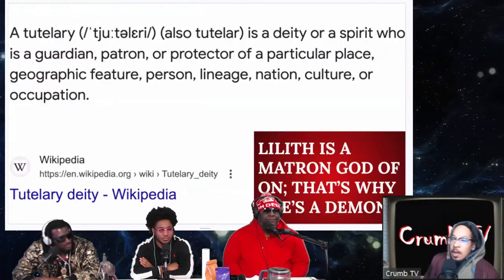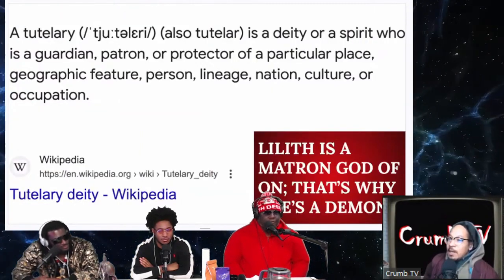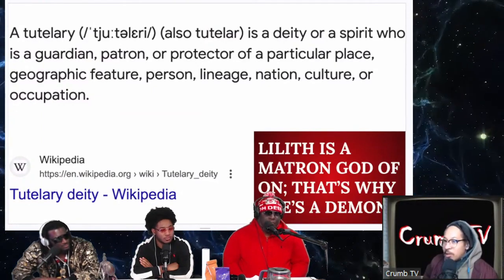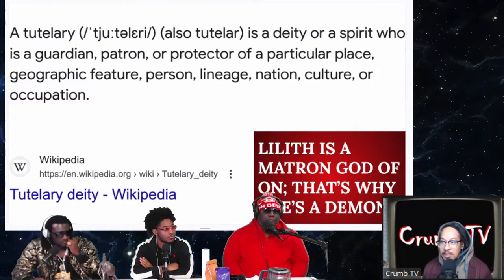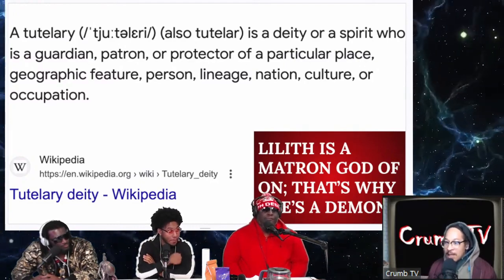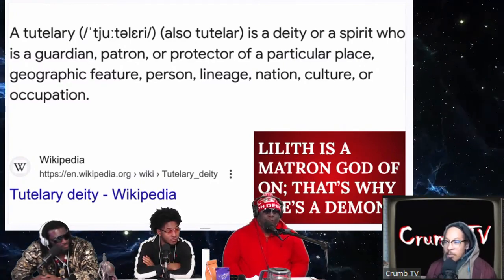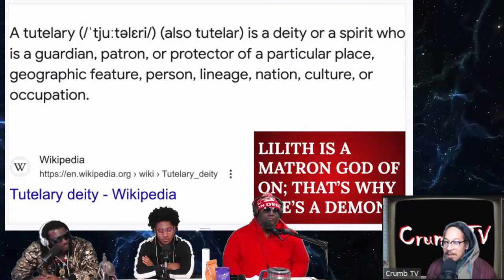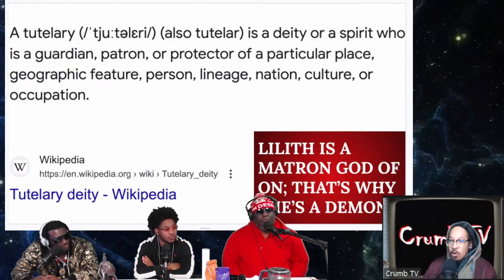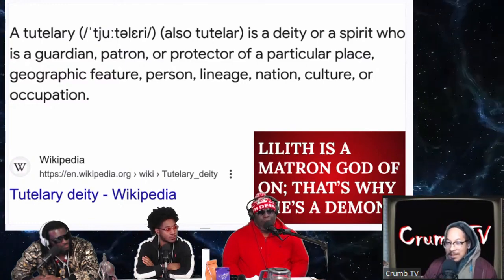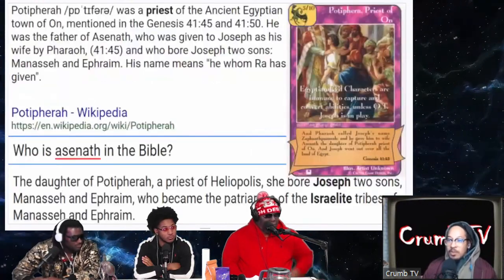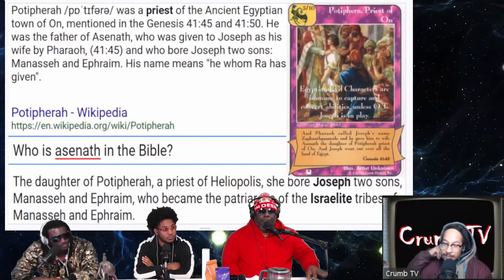A tutelary is a deity or a spirit who is a guardian, patron, protector of a particular place, geographic feature, person, lineage, nation, culture, or occupation. I just want to pull that up because Lilith is a matron god, not a patron, but a matron god of the city of On. That's why she's a demon. So I just want to put that out there. So when we say this or that is a demon, just understand I don't want the spookism to be there.